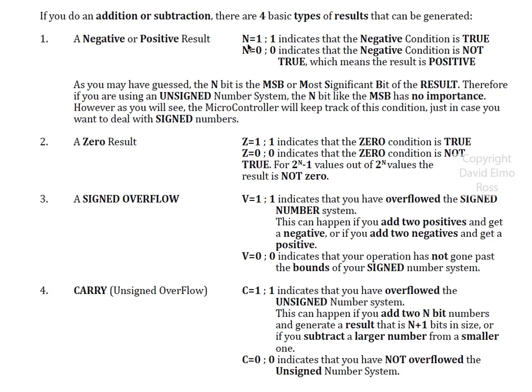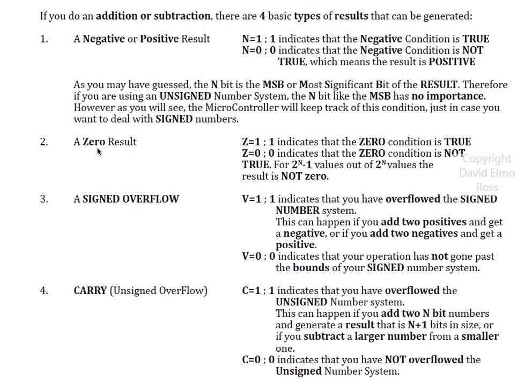Now we've already looked at the N bit. For signed numbers, a 1 means that yes, this number is negative. For a 0 it means no, it's not negative, it's positive. For unsigned numbers, it doesn't matter because all the numbers are positive, so this is only for signed numbers. The N bit is a sign bit.